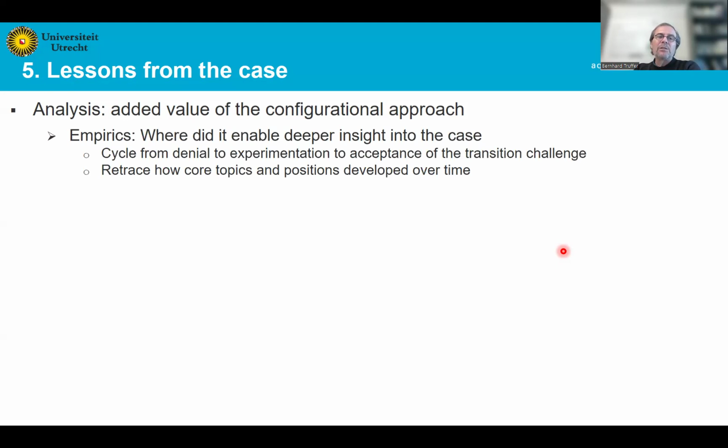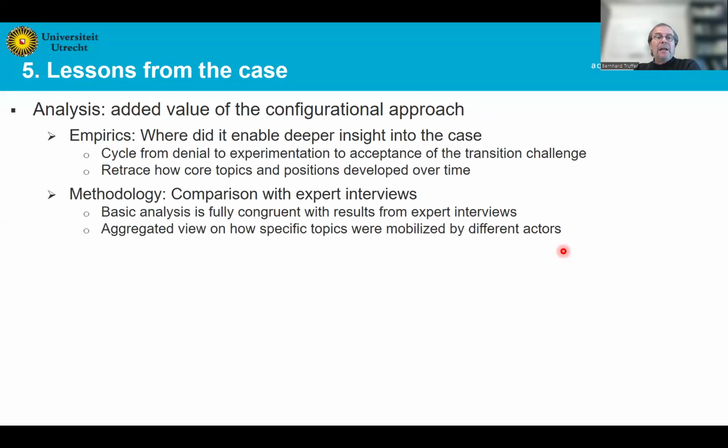And we can also retrace how core topics and positions evolved over time. In terms of methodology, compared to the insights we gained with interviews, first of all, it's really comforting that the basic analysis is fully congruent with the expert interviews. Of course, the newspaper articles have a different perspective and a different inroad into the phenomenon, a different coverage also, but they prove to be very nicely complementary.